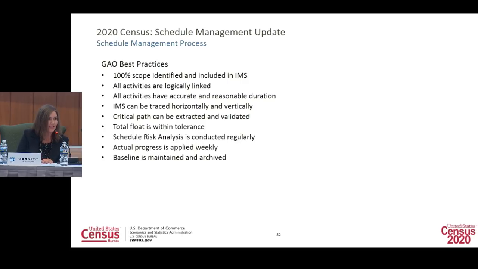I wanted to provide a list of the GAO best practices. These are what we use as our primary guidelines to ensure a complete and accurate 2020 census schedule. So again, these would include things such as 100% scope, accurate and reasonable durations, and that everything is logically linked, thereby supporting the tiered architecture.